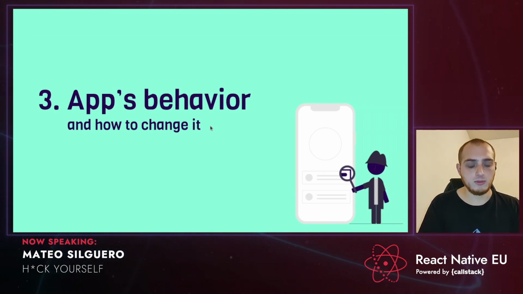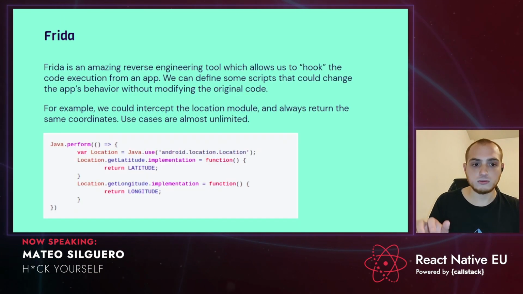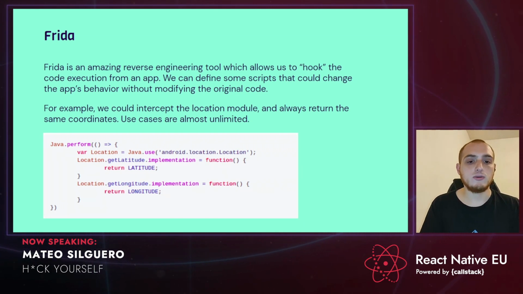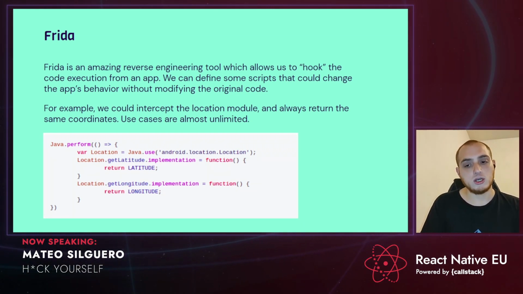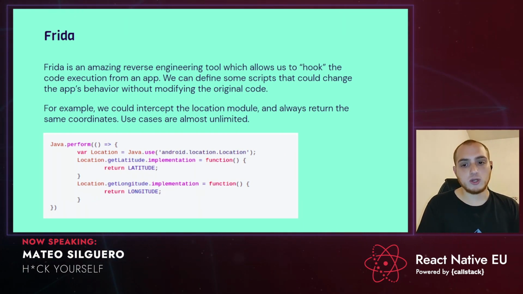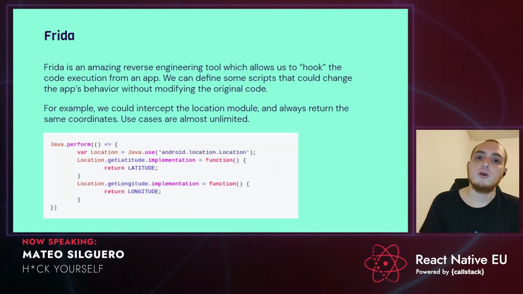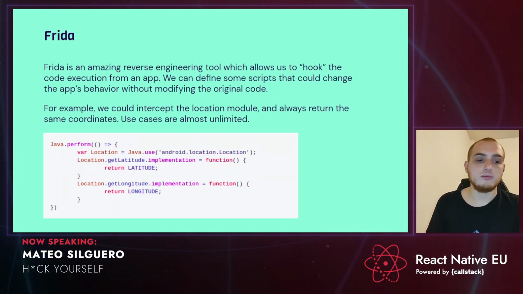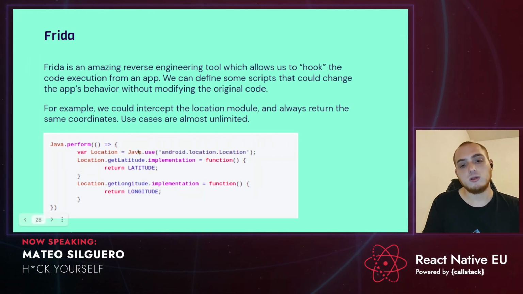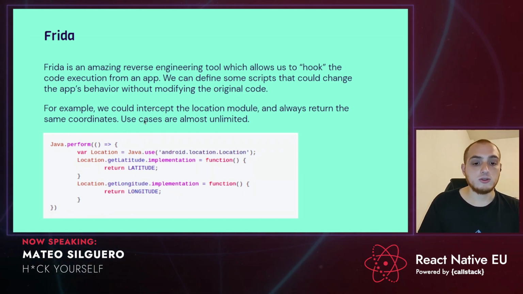And the third part of the talk is about app behavior. And we must talk about Frida. Frida is an amazing reverse engineering tool which allows us to hook the code execution of an app. We can define some scripts that could change the app's behavior without modifying the original code. For example, in this case, we could intercept the location module and always return the same coordinates. The use cases for this tool are almost unlimited.